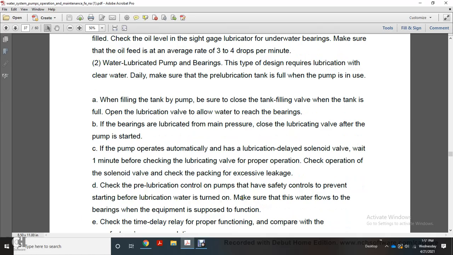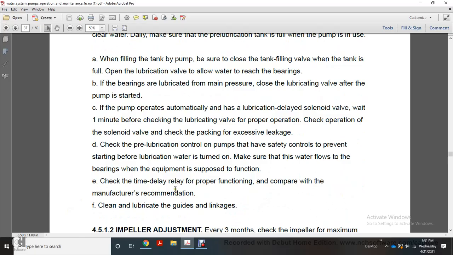Starting lubricating water with the turn down. Make sure the water flows to the bearing when the equipment is supposed to function. Check the timer and relay daily for proper function compared with the manufacturer's recommendation. Clean and lubricate guides and linkage.